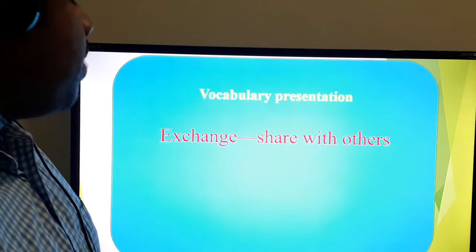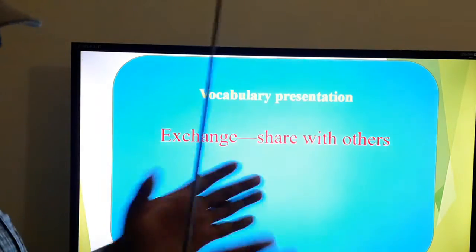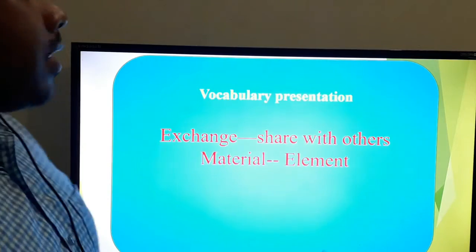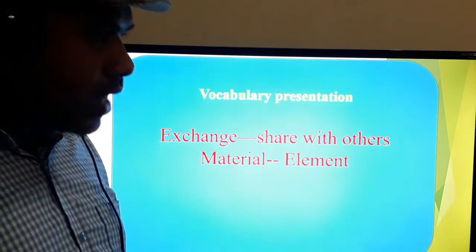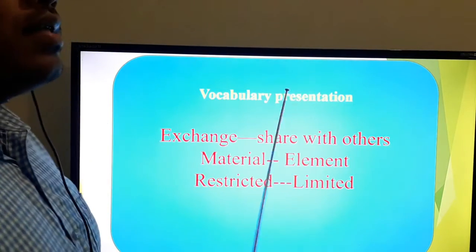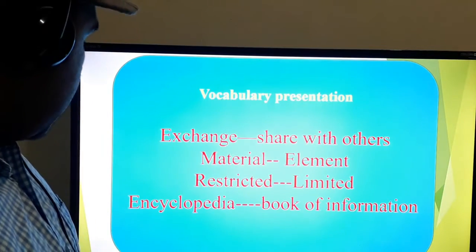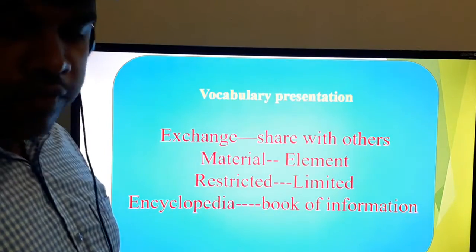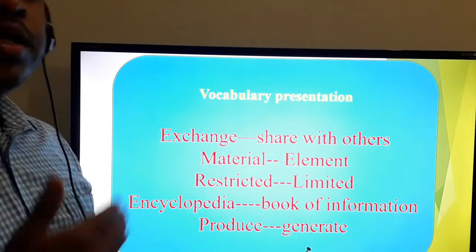Now we have vocabulary presentations. First of all, we have exchange. What is the meaning of exchange? I think you know exchange. It means to share with others. Material. What is the meaning of material? Material is element, or we can say ingredient. Restricted. Restricted means limited, scarce, few. Encyclopedia. Encyclopedia means a book of information. And produce. Produce means generate.